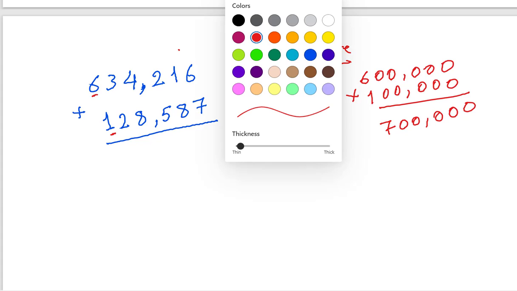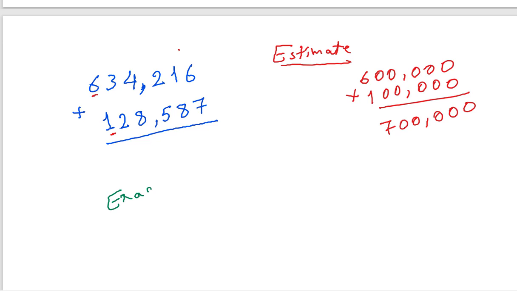So let's see how we find the exact solution. I will write here the exact solution. Focus with me. 6 plus 7 is 13. I will write 3 and carry up 1. And regroup this 1 with the tens, because 1 plus 8 is 9, plus 1 is 10, so 0. And again carry up 1. 1 plus 2 is 3, plus 5 is 8, and so on.